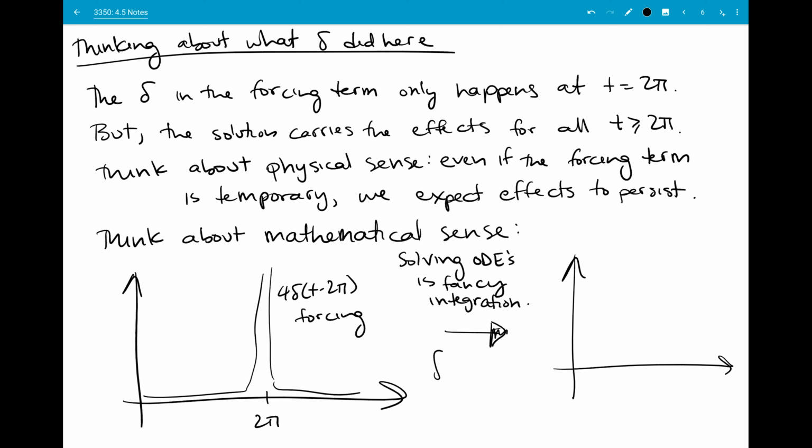And since the integral of delta is 1, what's happening is as you run over your integrals, they would be 0 up until 2 pi, and then they would jump up to 1 after you've crossed 2 pi. Think about area under the curve. There's no area under the curve here or here. All of that area fits in at 2 pi. So we're hanging around at 0, and then at 2 pi, we jump up to 1 right there.